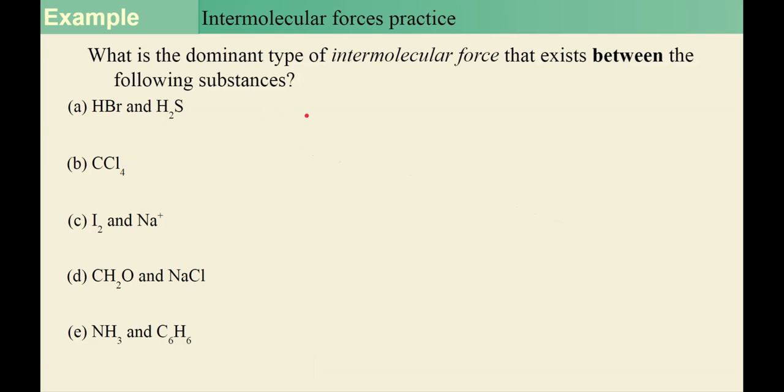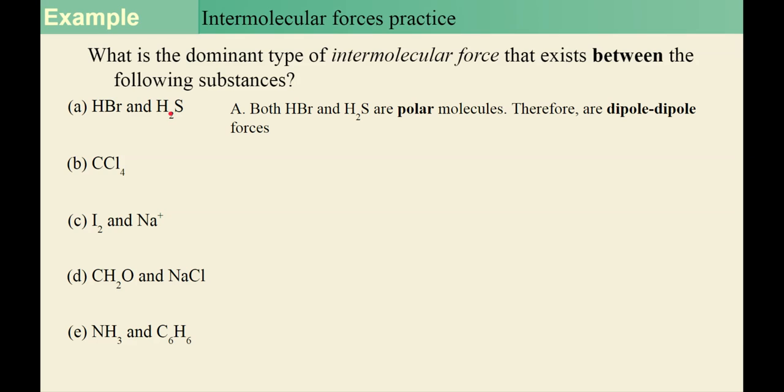So to finish up, here's a few questions of what type of force would you find between these particles? So the first question you need to ask yourself, are they polar? This is something you need to know from last chapter, and bromine is more electronegative than hydrogen. It is polar. Sulfur is more electronegative than hydrogen. It has a bent configuration, making it polar. And so if you have 2 polar things, it is a dipole-dipole attraction.